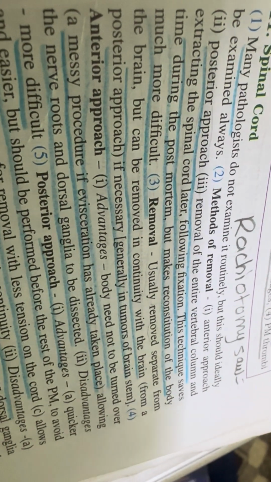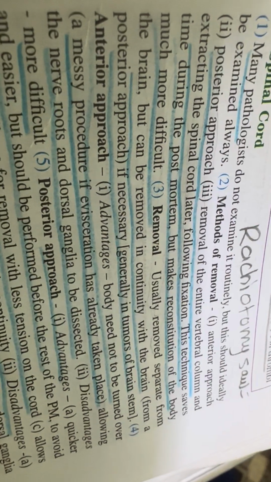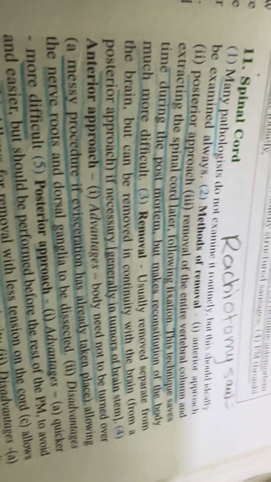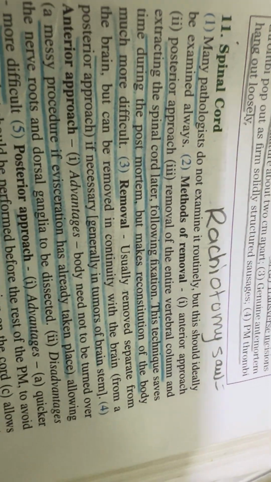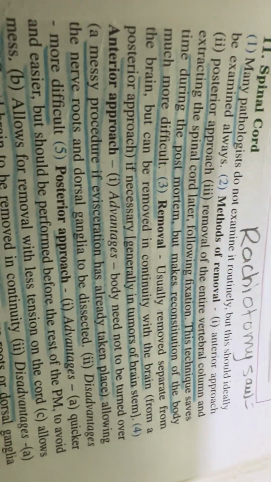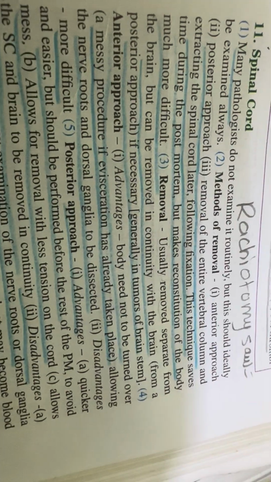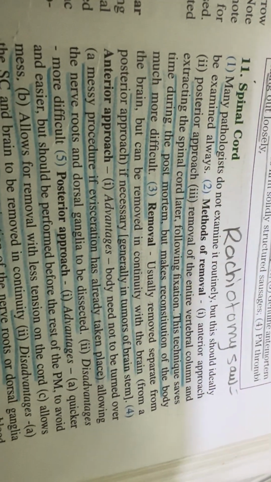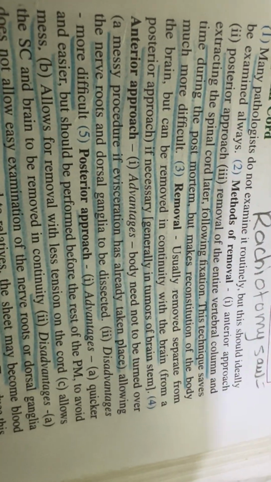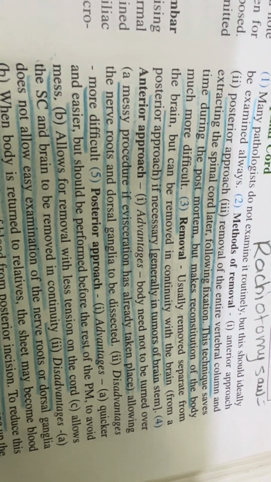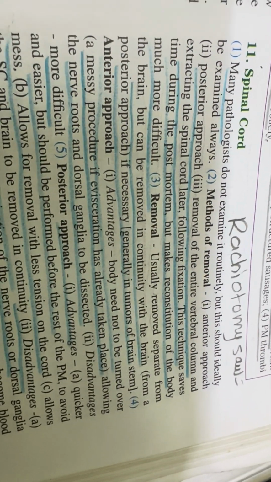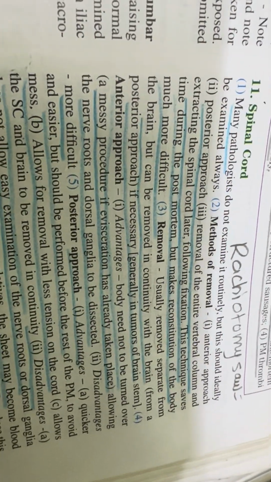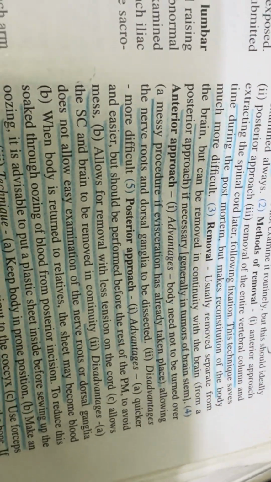The cord is usually removed separately from the brain but can be removed in continuity with the brain from a posterior approach if necessary. Generally, in tumor of the brainstem, anterior approach advantages: the body need not be turned over if evisceration has already taken place, allowing the nerve roots and dorsal ganglia to be dissected.